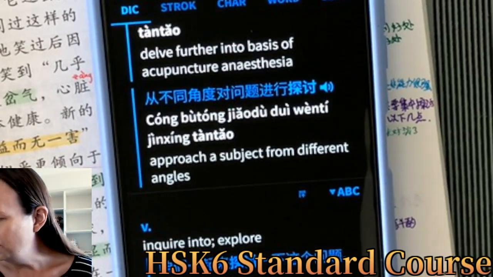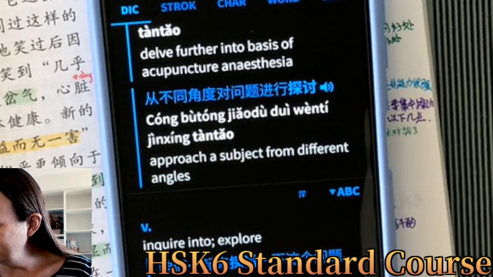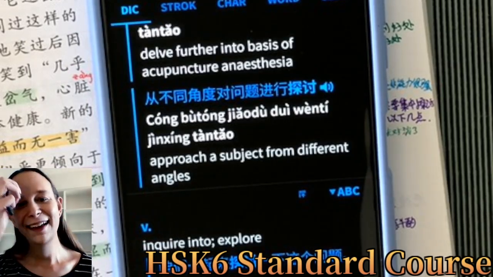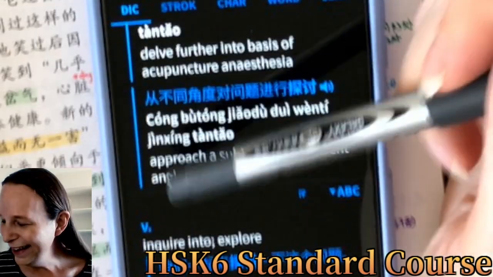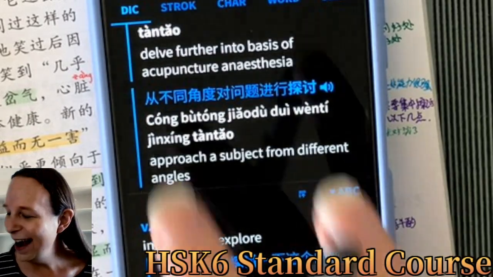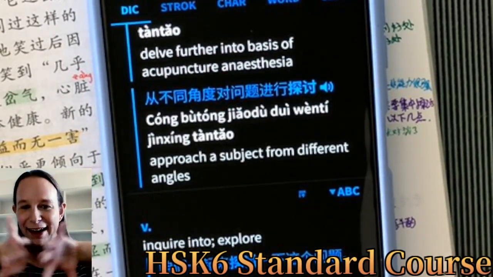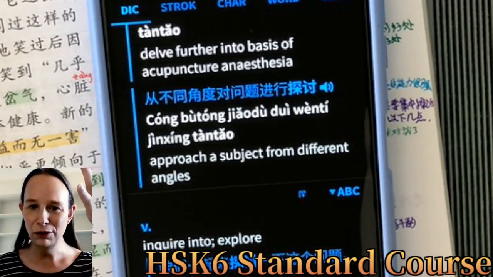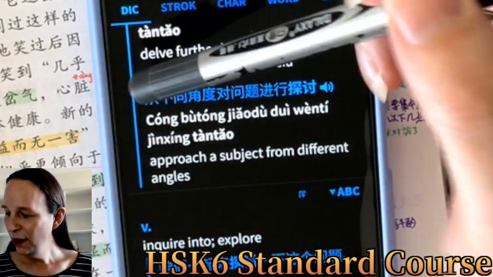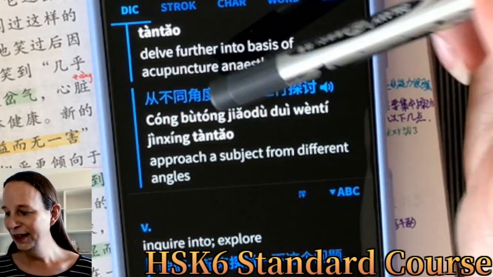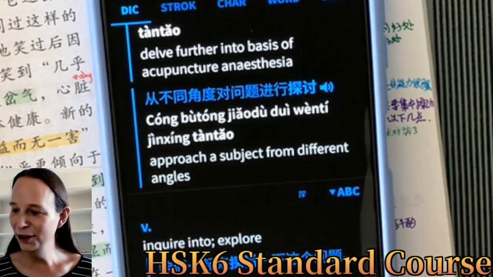从不同, no, 从不同角度对. 从不同角度. Yeah, see, 从不 is a word, right? 从不. But here, the 从 and 不 are used separately. 从不同角度对问题进行探讨. So from different angles, discuss the problem, the topic.